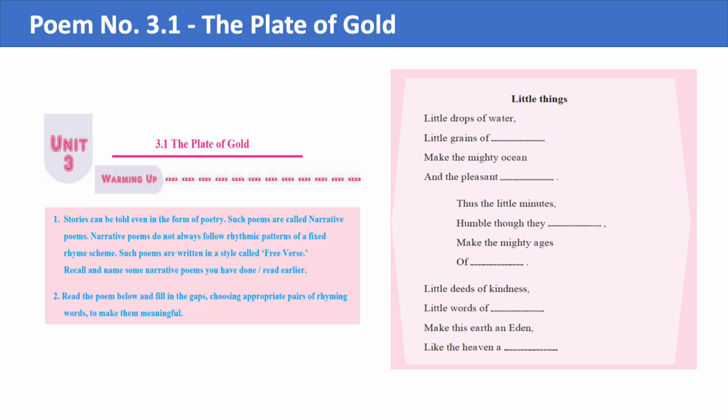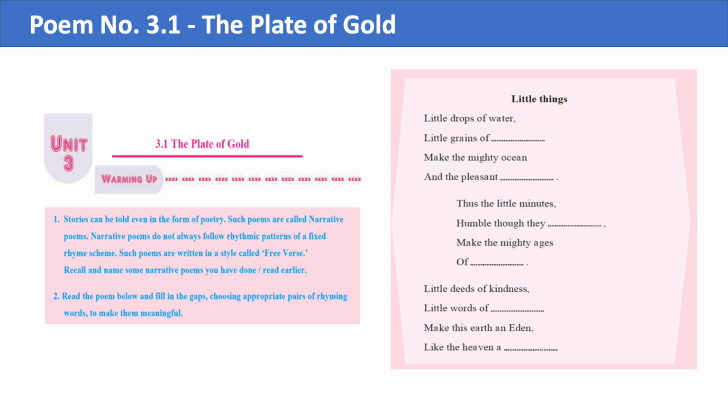Recall and name some narrative poems you have done or read earlier. Children, you might have remembered that you have read a poem, Vocation, written by Rabindranath Tagore in Unit 2. So, Vocation is also a free verse poem that we have learned. In that poem, no rhyming words, no rhyme scheme, narrative poem. So this poem, The Plate of Gold, is also a free verse poem and narrative poem.